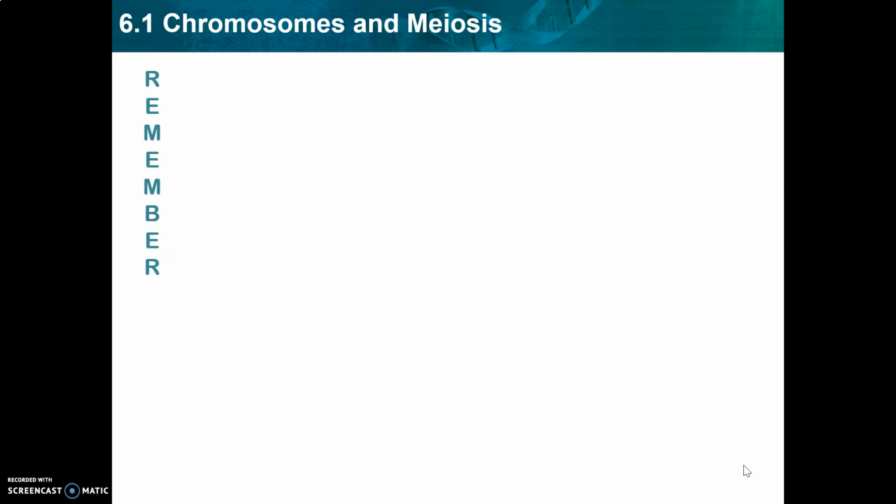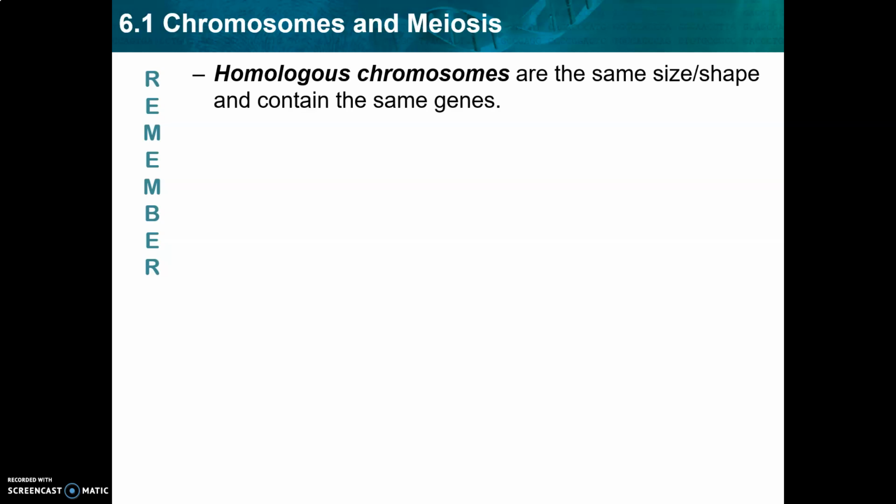So let's remember a few things here. First of all, homologous chromosomes. Those are chromosomes that are the same size and shape, and they contain the same genes. They might have different alleles, so their DNA sequences might be different, but the genes would be the same. The gene for eye color is on both of them, the gene for hair color, whatever genes we're looking at.